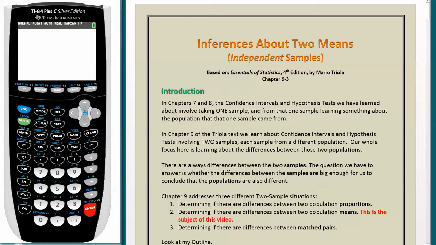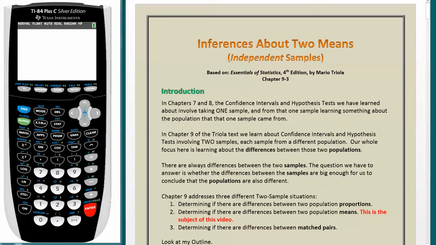In Chapter 7 and 8, the confidence intervals and hypothesis tests we have learned about involve taking one sample and from that one sample learning something about the one population that one sample came from. In Chapter 9 of the Triola text, we learned about confidence intervals and hypothesis tests involving two samples, each sample from a different population. Our whole focus here is learning about the differences between those two populations. There are always differences between the two samples. The question we have to answer is whether the differences between the samples are big enough for us to conclude that the populations are also different.